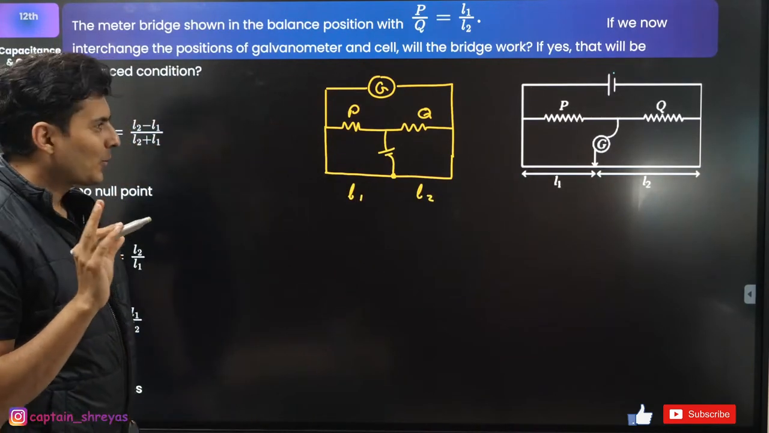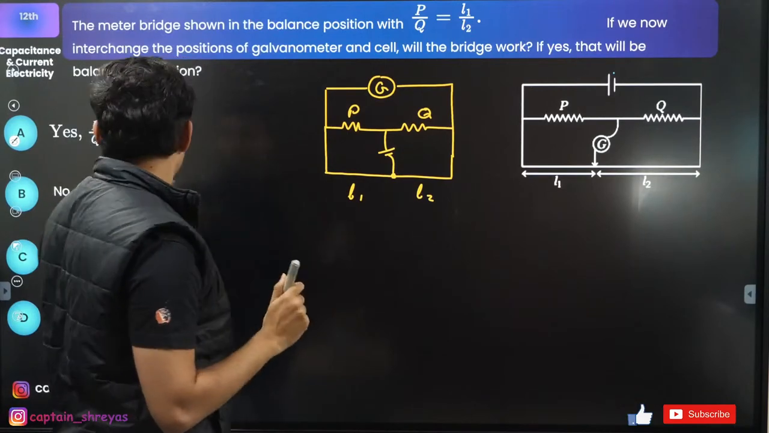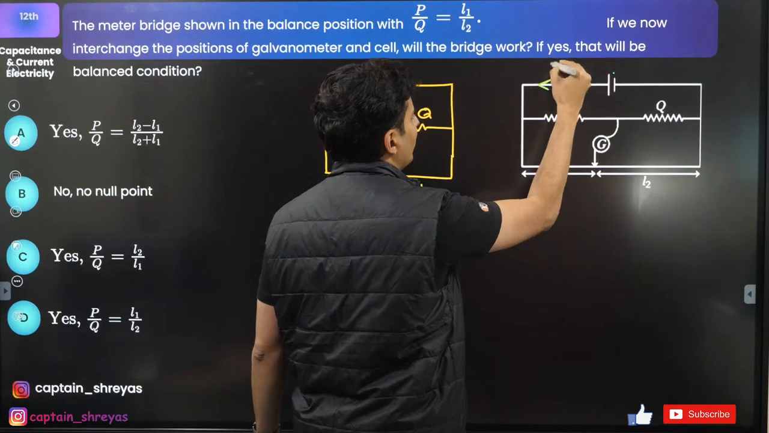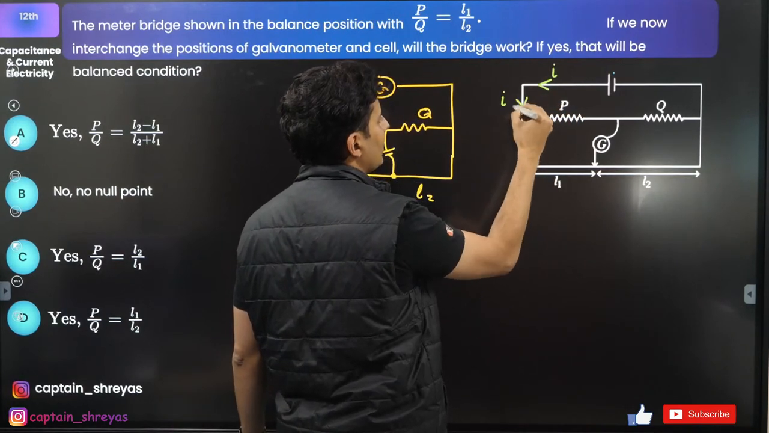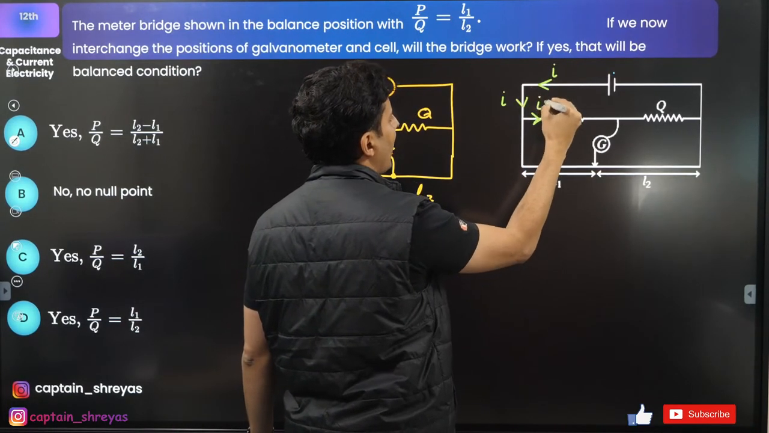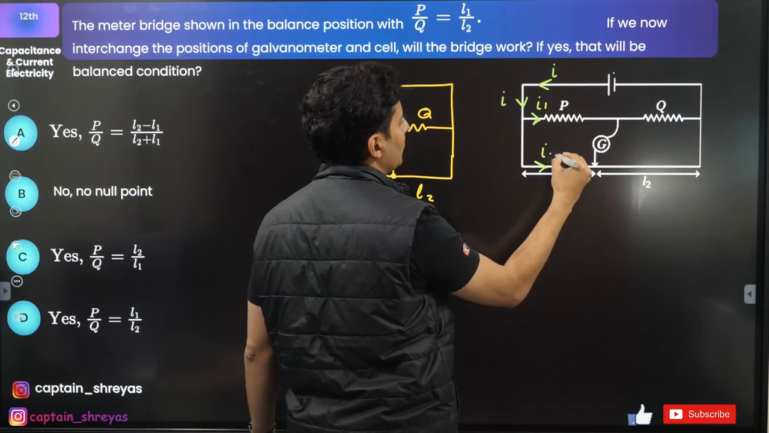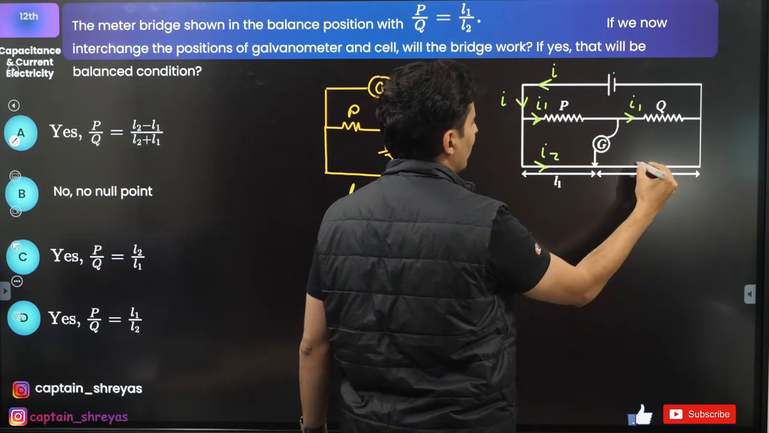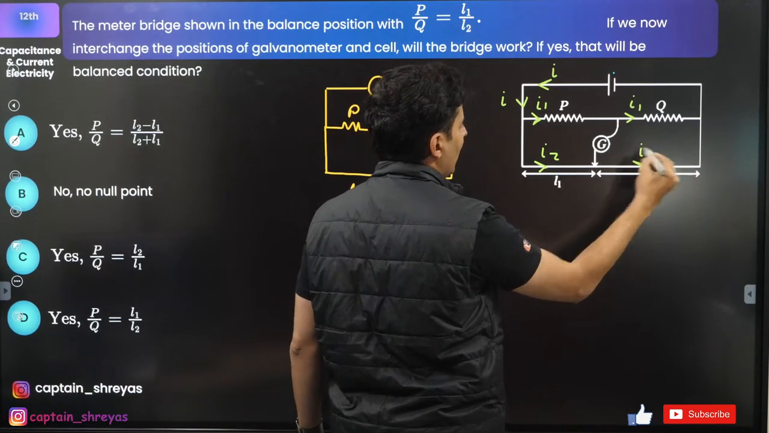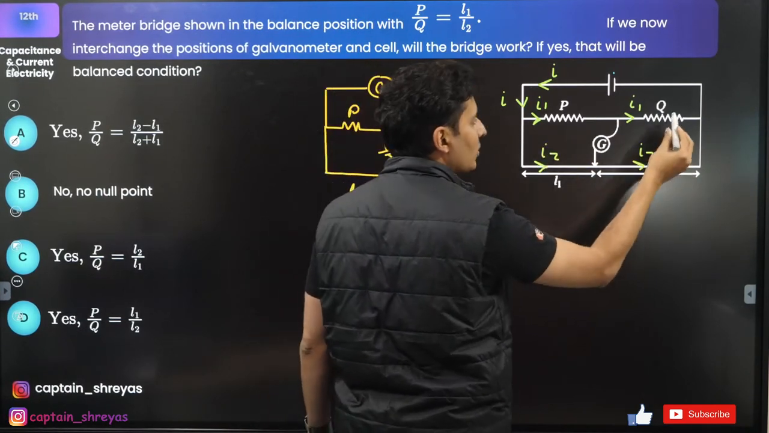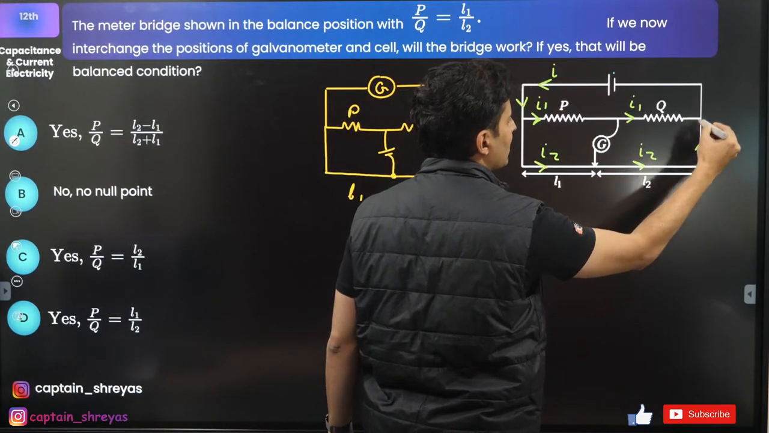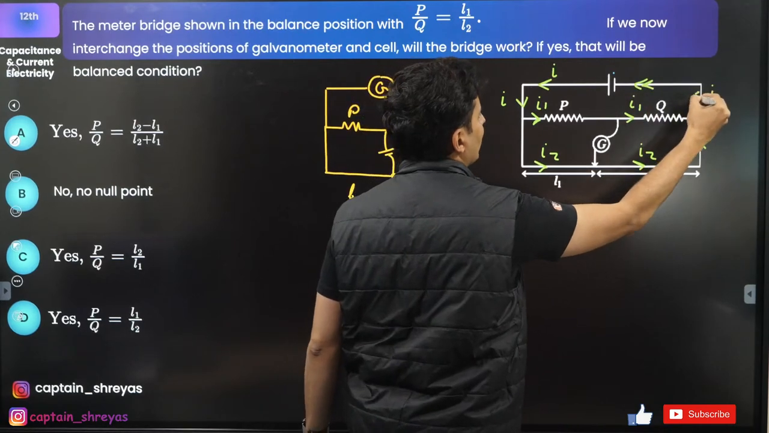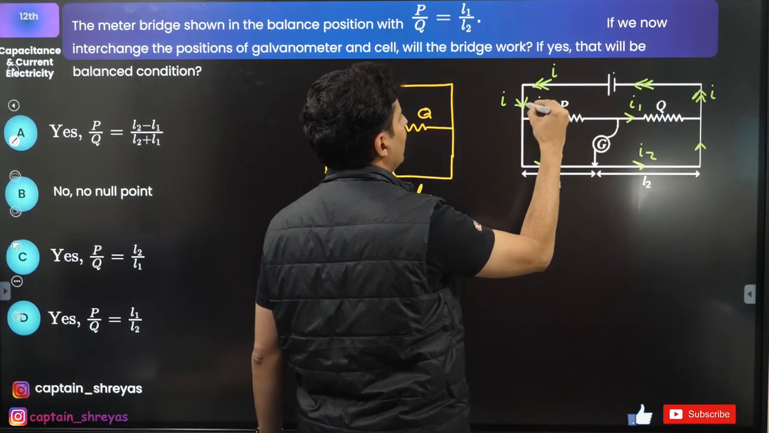Now, look over here carefully in the first diagram. If there was current I over here, the same I will come here. It is getting split into I1 and I2. Now the same I1 goes through Q and also I2 goes through L2. I1 goes through Q. And they both merge together to again give you I. Is that right? This is what is happening right over here.